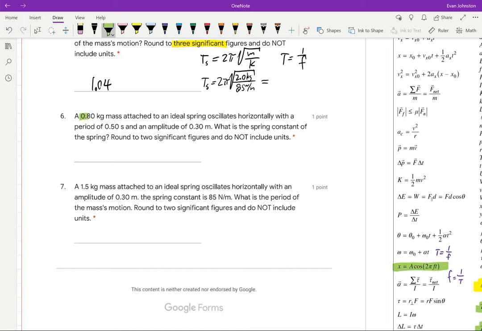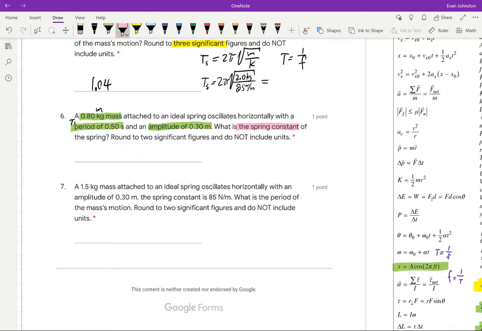So now, a 0.8 kilogram mass. We have m attached to some ideal spring. Honestly, it's horizontal. Okay, that's kind of neat. We're told that it goes sideways this time, and we're given the period. So what could they be asking us to find? We're given an amplitude. It seems useless. Oh, what's the spring constant? That's what we want to find.